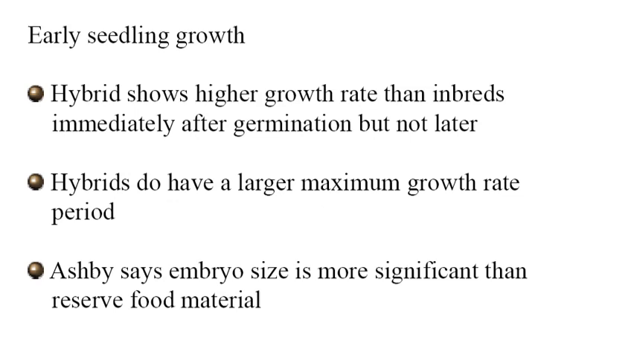Second one is early seedling growth. Hybrids show higher growth rate than the inbreds immediately after germination but not later. They do not have a larger maximum growth rate period. Ashby said embryo size is more significant than reserve food material. As you can say, hybrids can complete their life cycle, in the reproductive stage, in a better way as well as in less time. So it's a beneficial aspect related to hybrids.